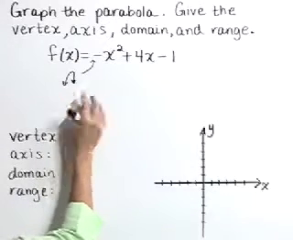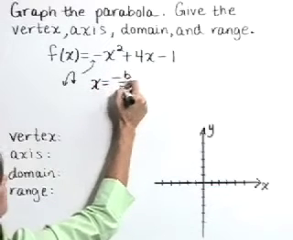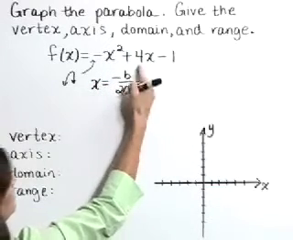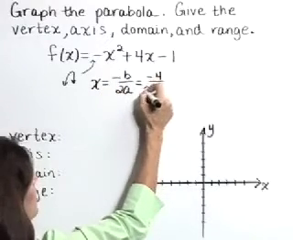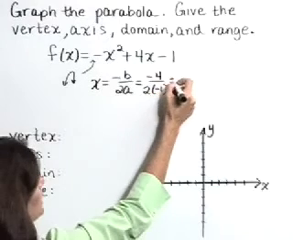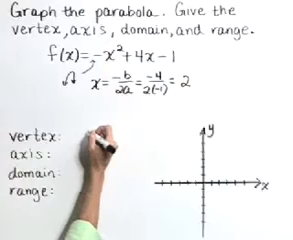Let's locate the vertex using the vertex formula, where x is equal to negative b over 2a. b is 4, a is negative 1, so this is negative 4 over 2 times negative 1. Negative 4 over negative 2, or positive 2.